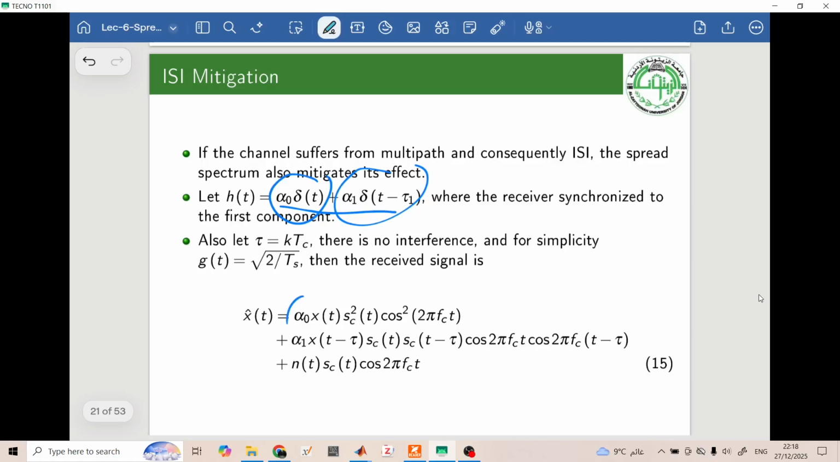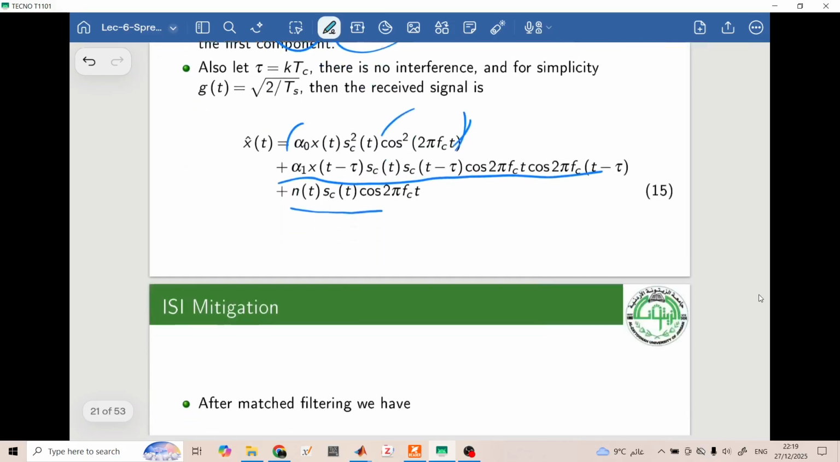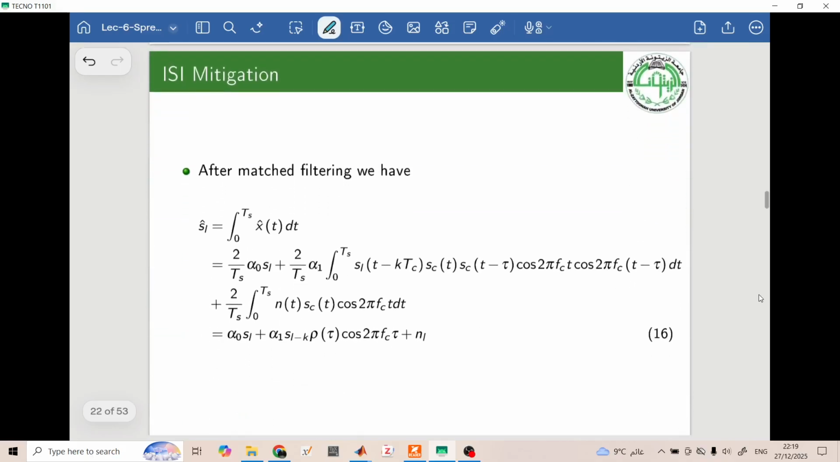This is the first component after despreading and demodulation here, and this is the second component, and this is the noise component now. After filtering we get this signal, which is actually the signal coming out of the first multipath component, and this is the signal of the second multipath component.